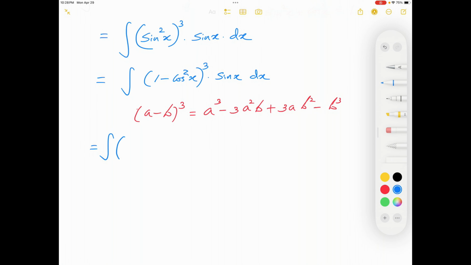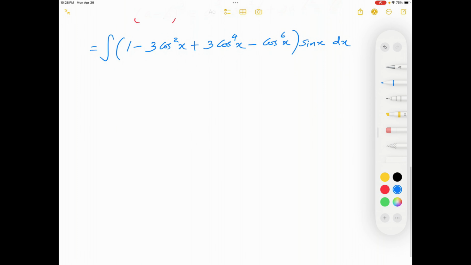We have integration within parentheses 1 raised to the 3rd power is equal to 1, minus 3 times 1 raised to the second power times cosine squared x, plus 3 times 1 times cosine squared x raised to the second power, which is cosine fourth power x, minus cosine squared x raised to the third power, which is cosine sixth power x, and outside I have a sine x dx.